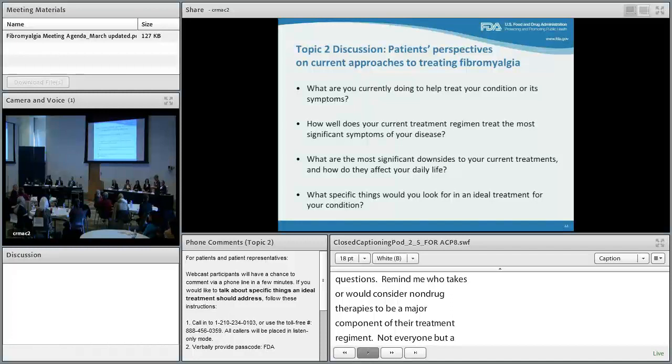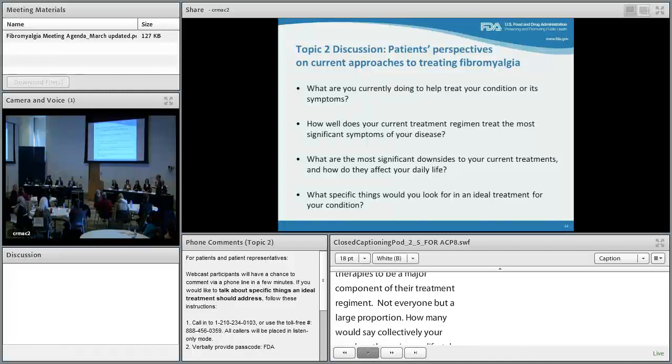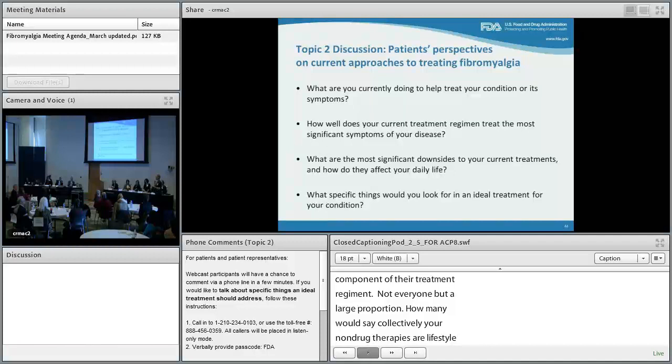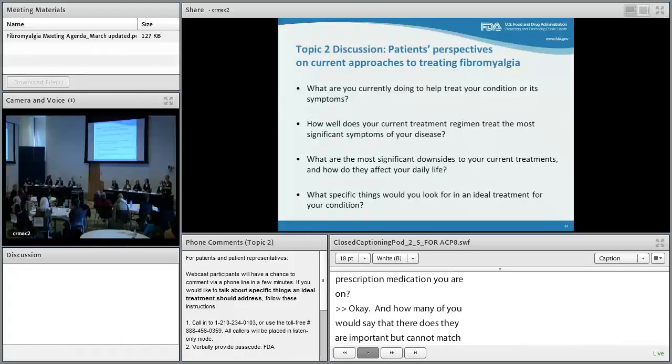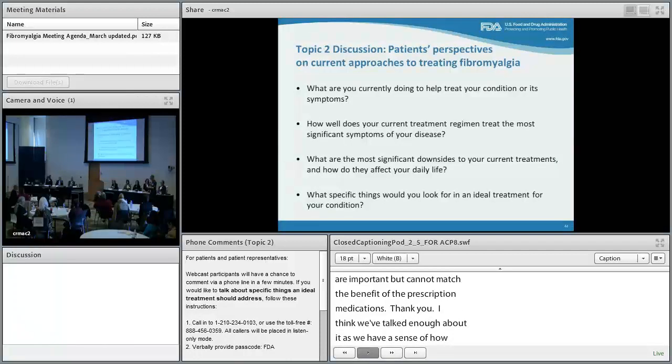How many would say that collectively your non-drug therapies or lifestyle changes are as important as any prescription medications you're on? Okay. And how many of you would say that they're important, but they can't match the benefit of those prescription medications? Okay, thank you. I think we've talked enough about that, so we have the sense of how they're working and what works for you.